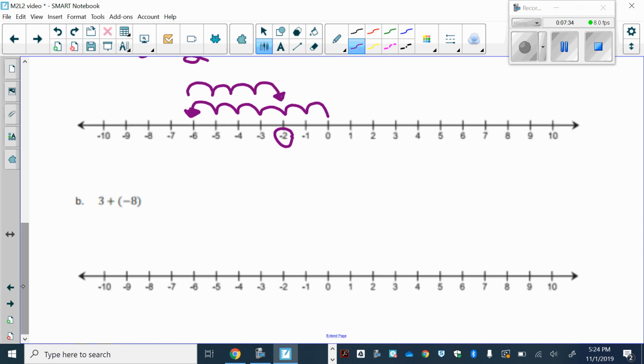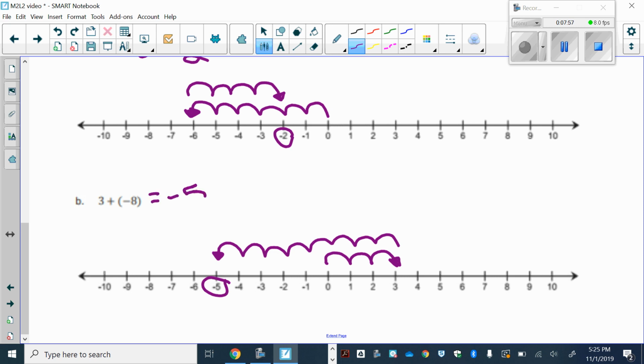3 plus -8. I start at 0. I move to the right 3. 1, 2, 3. From there, I move left 8 because it is negative. 1, 2, 3, 4, 5, 6, 7, 8. Where did I land? At -5. 3 plus -8 is -5.